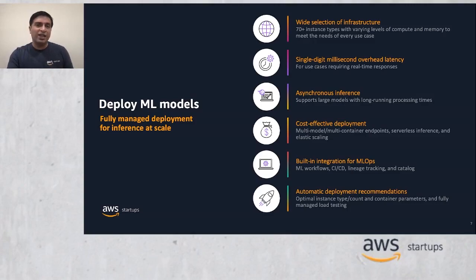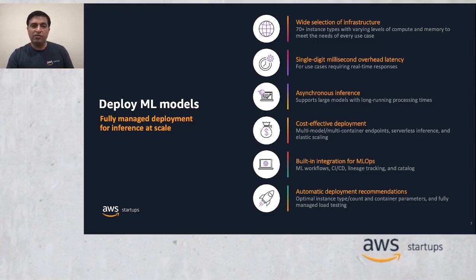SageMaker also provides scalable and cost-effective ways to deploy your machine learning models, whether it is one model or a large number of models. SageMaker multi-model endpoints and SageMaker multi-container endpoints enable you to deploy hundreds of models on a single endpoint, improving cost effectiveness while providing the flexibility to use models as often as you need them. For use cases with intermittent inference requests, SageMaker serverless inference automatically provisions, scales up and down compute capacity based on the number of inference requests.